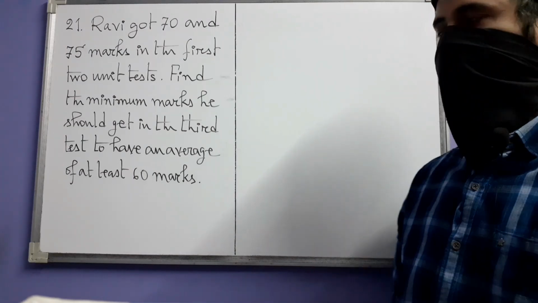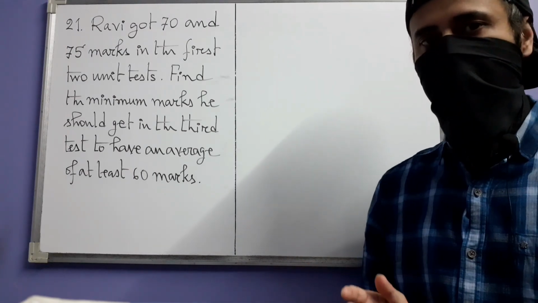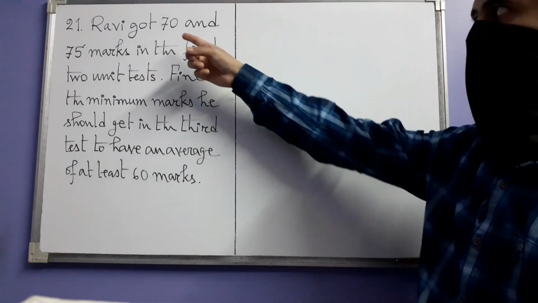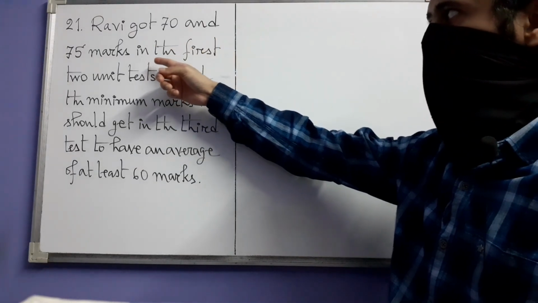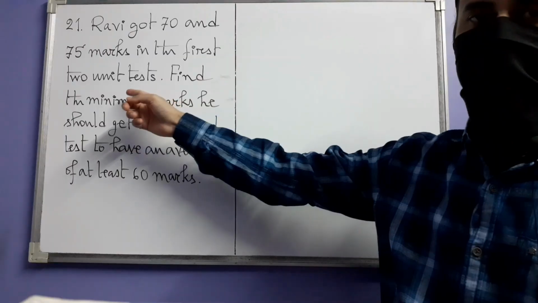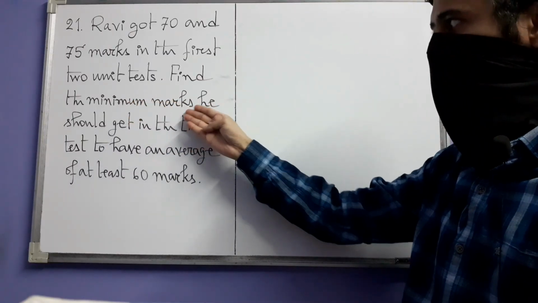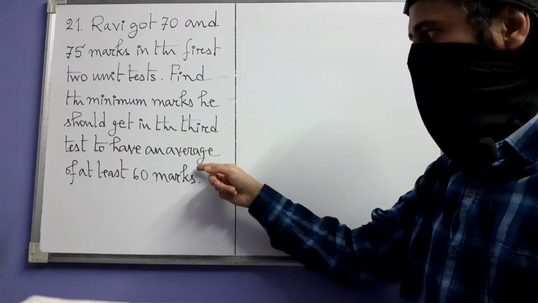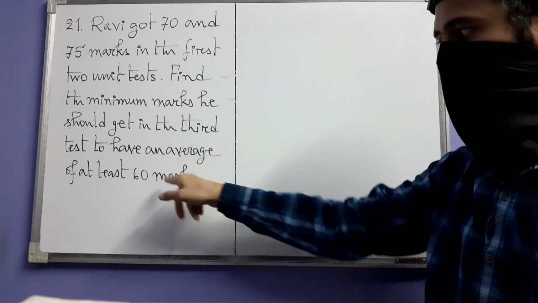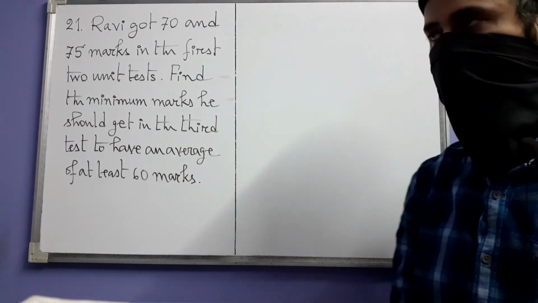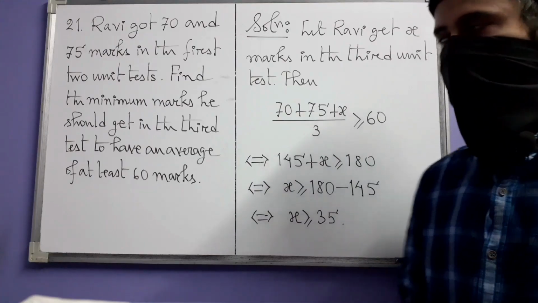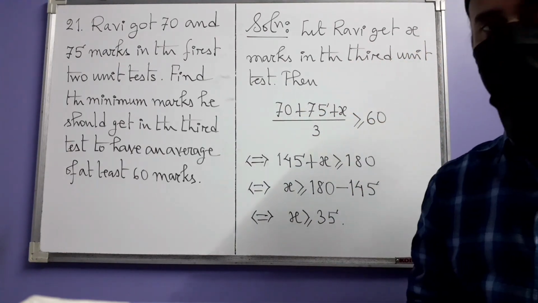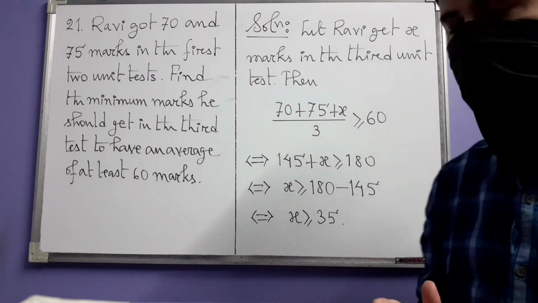So next we have some word problems involving linear inequalities. This is number 21. Ravi got 70 and 75 marks in the first two unit tests. We have to find the minimum marks he should get in the third one so that his average becomes at least 60 marks. So we first let that Ravi get X marks in the third test. That's how we start the solution.